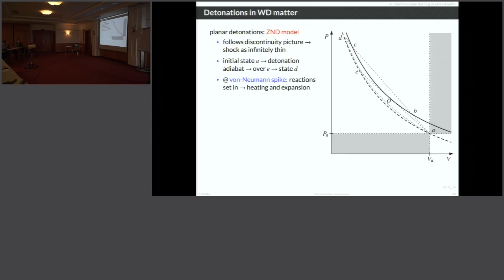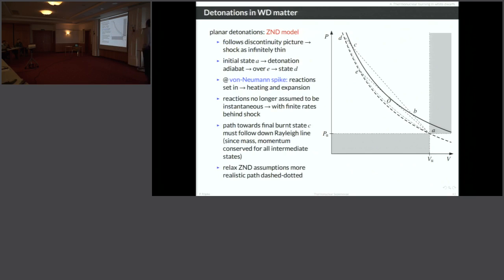And here the material is heated up enough that reactions start, and this then leads to a heating and expansion of the material. When the material heats and expands, of course, it will change its conditions here. The reactions in this ZND model, however, are not assumed to be instantaneous anymore, but with finite range behind the shock. So the material will, due to heat release, expand, and it does so going down a Rayleigh line, because mass and momentum are still conserved for our intermediate states. So the idea in this model is that we start from an initial state, we get a compression by the shock wave until the material is hot enough in the von Neumann spike to start burning, and then it will expand down a Rayleigh line and finally reach the final state C here on the detonation adiabatic.